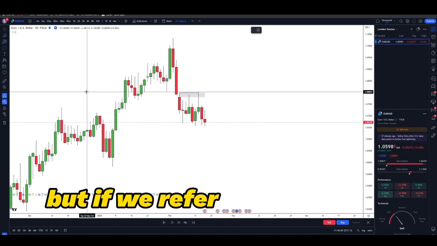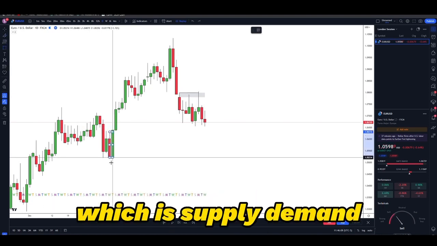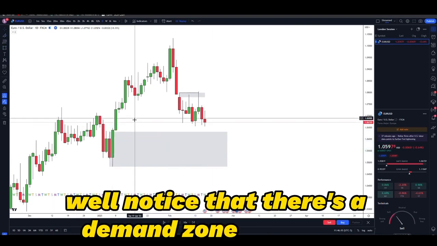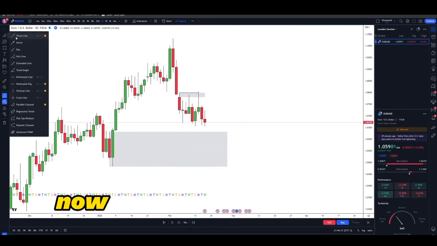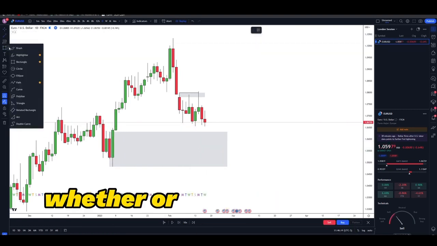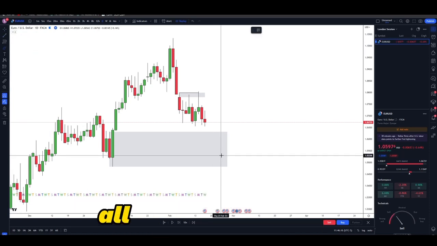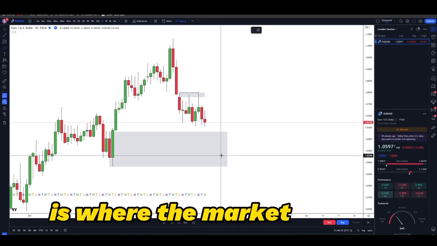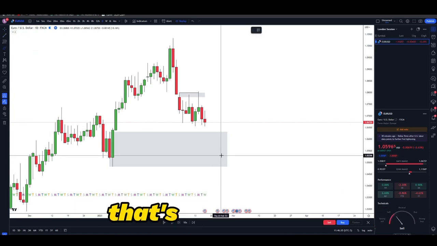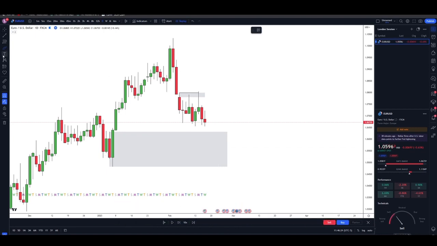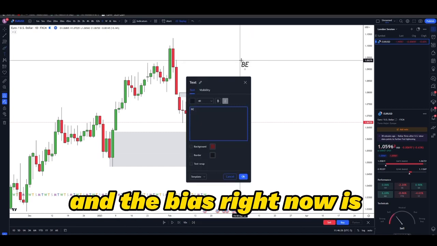Not only that, but if we refer to the second concept, which is supply and demand, we'll notice that there's a demand zone over here on the daily time frame. Now, our job is not to figure out whether or not this demand zone is going to hold. All we need to know is where the market is going. That's about it. That's our job done on the daily time frame. So step one is complete. Figure out the bias. And the bias right now is bearish.